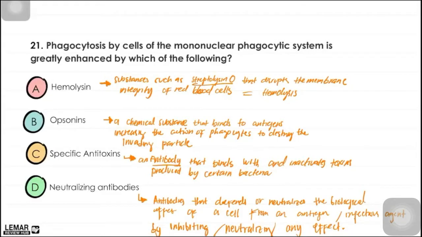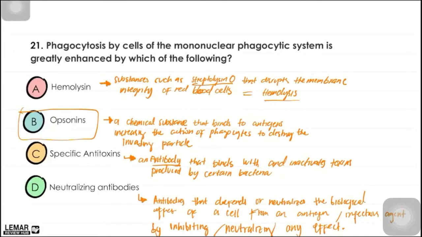So group A streptococci will produce streptolysin O that will cause disruption of the membrane integrity of the red blood cells. Once the membrane integrity of the red blood cells is disrupted, this will cause the release of hemoglobin. We call that hemolysis. Opsonin is actually the correct answer in number 21. An opsonin is a chemical substance that binds to antigens, increasing the rate and quality of action by the phagocytes to destroy invading microorganisms or particles.